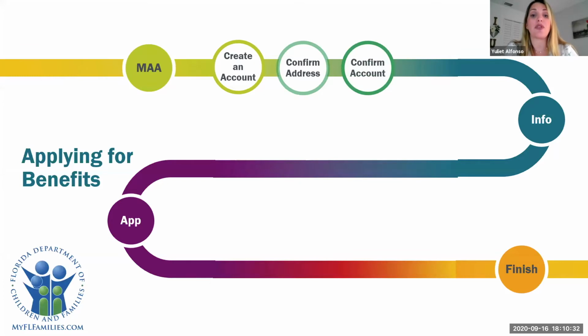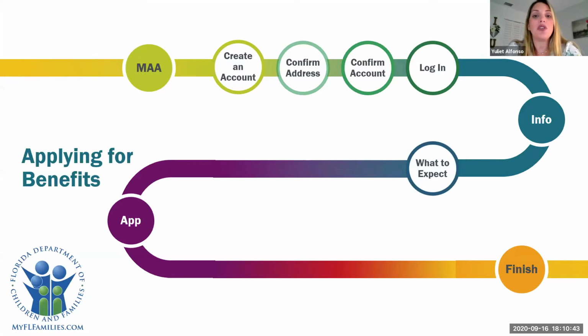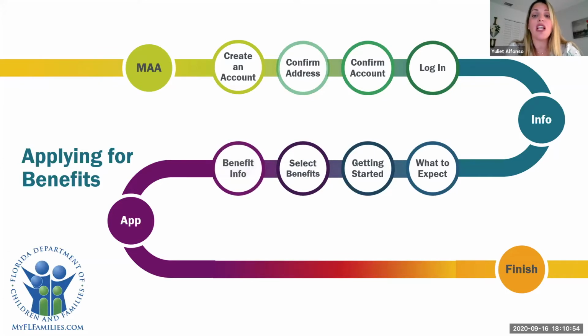Once the account is created, the account has to be confirmed, and then it's going to take you to the process of logging into your account in order to begin the application. Once you log in to start this process, it's going to give you an overview of what you're going to expect throughout the application process. It's going to begin by collecting information. It's going to ask you to select the benefits that you wish to apply for. It's going to give you some benefits information, and then it's going to take you to the application itself.